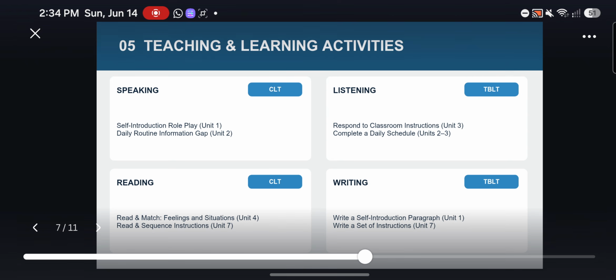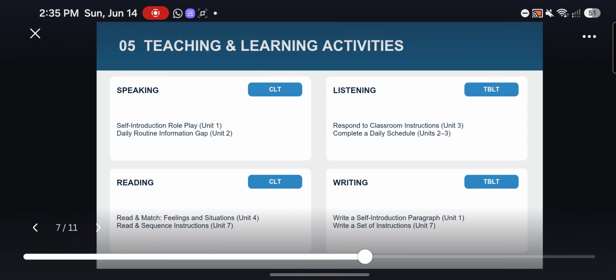For speaking, I designed a self-introduction role play using CLT, where students meet someone new and introduce themselves. I also designed a daily routine information gap task using TBLT, where pairs share information to complete a schedule together.